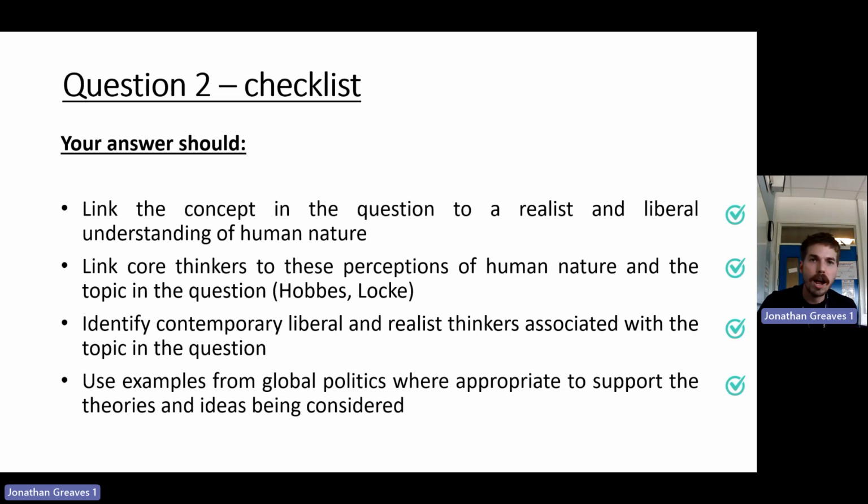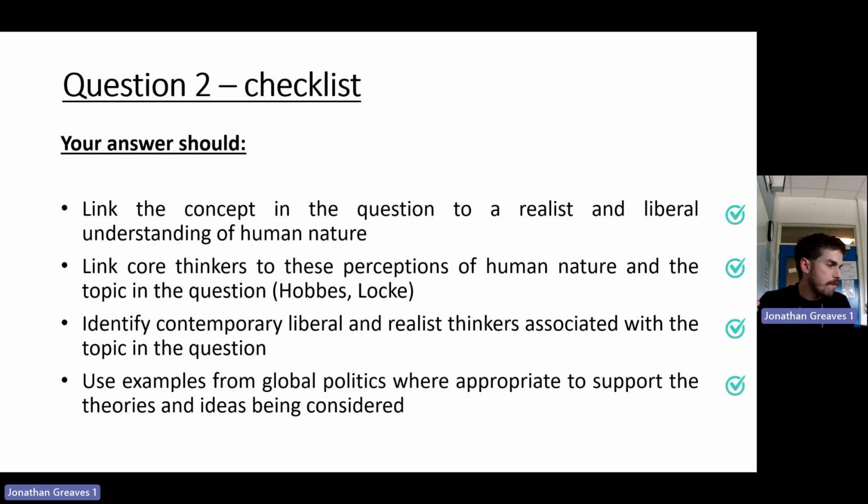Okay, Mearsheimer and Cohen, or maybe Morgenthau and Fukuyama. Depends on what the question is asking, but they do broadly say quite similar things. So if you really are struggling, Mearsheimer and Cohen are good ones to go with. Use examples too. So I want a realist and a liberal core thinker. I want a realist and a liberal contemporary thinker.